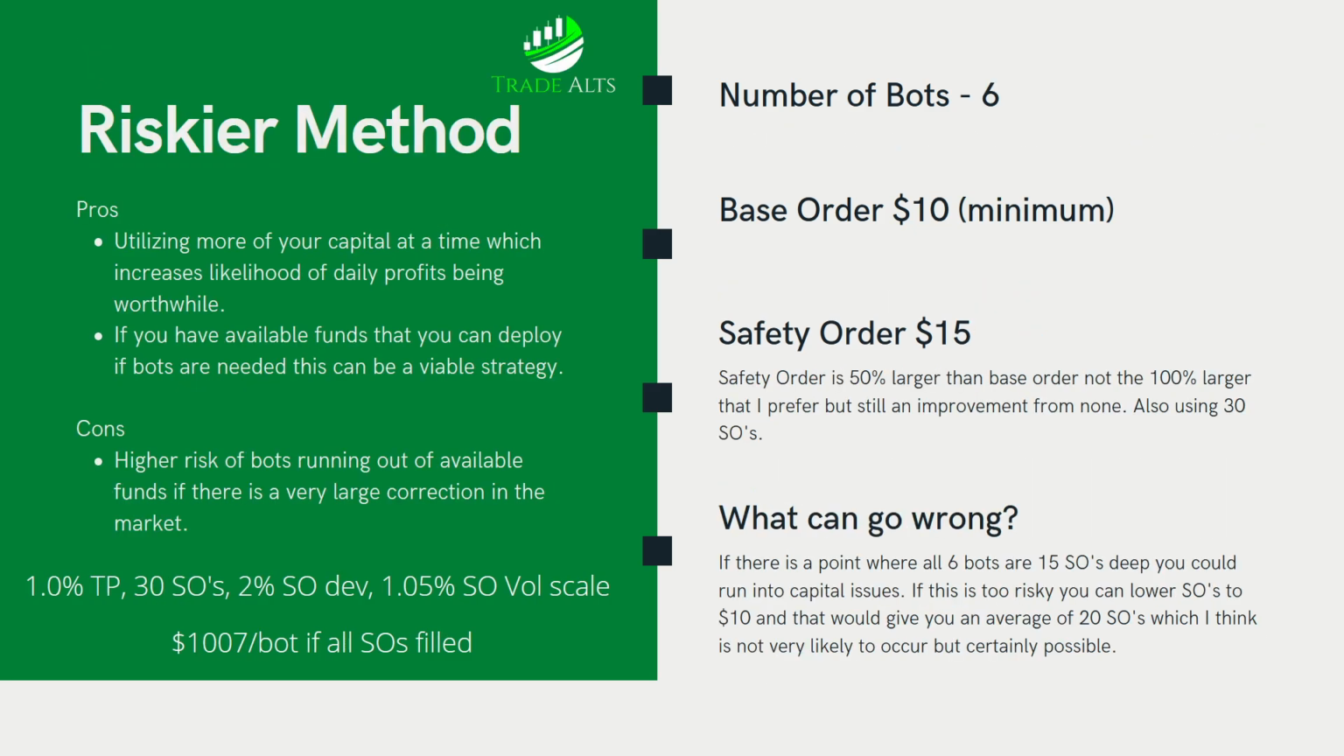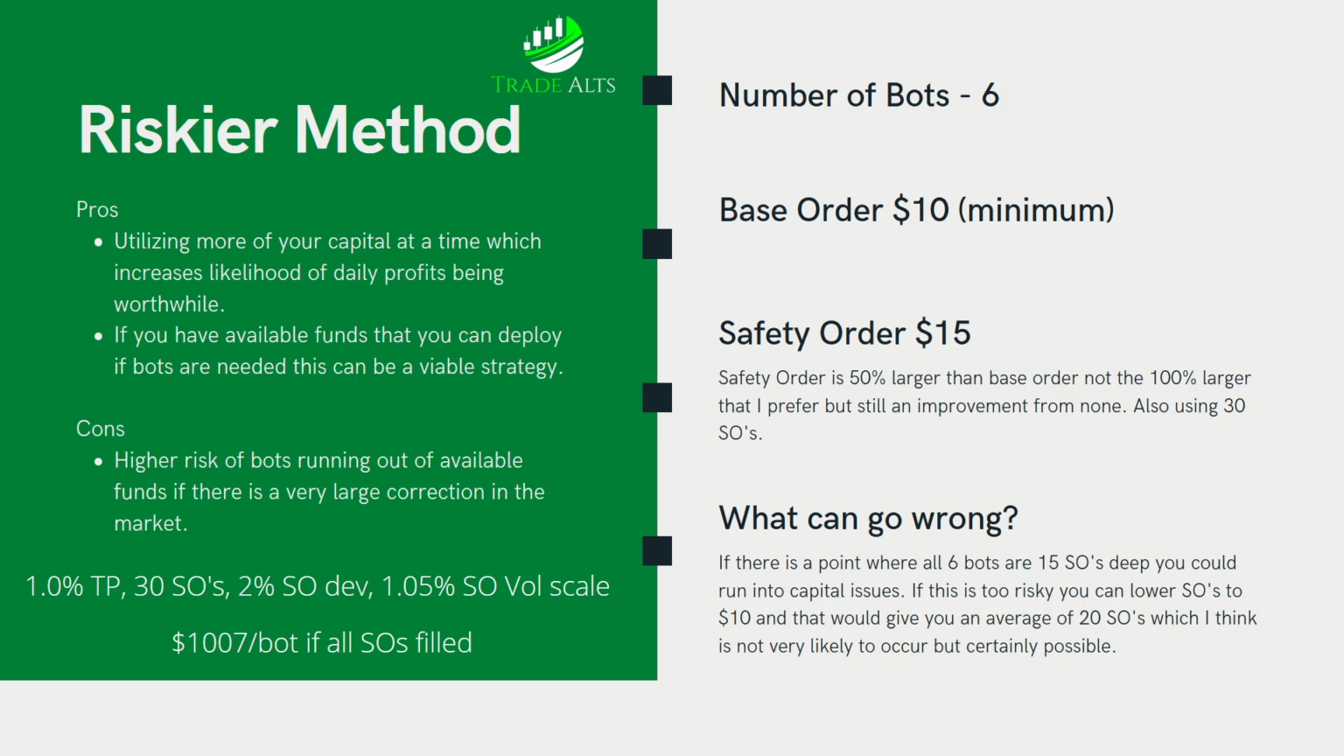And so here is the riskier method. This is kind of similar to how I actually run my bot. It's kind of more similar than the other one for sure. But number of bots, you have 6. The base order is $10. That's the minimum again. Your safety order would be $15, so it's 50% larger than your base order. It's not the 100%, or double, that I prefer, but it's still an improvement from not having an increase.